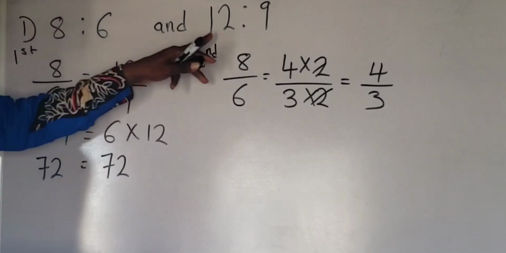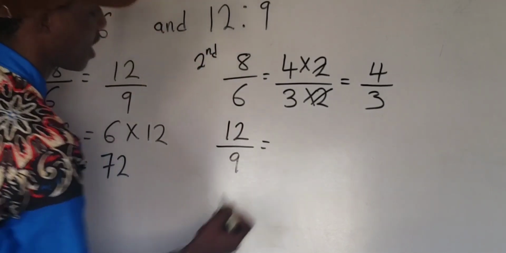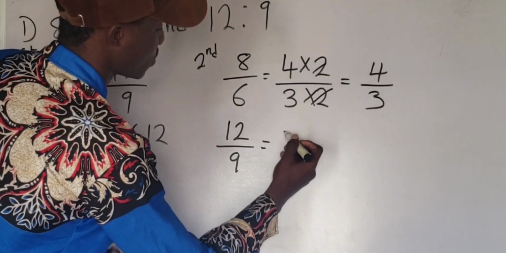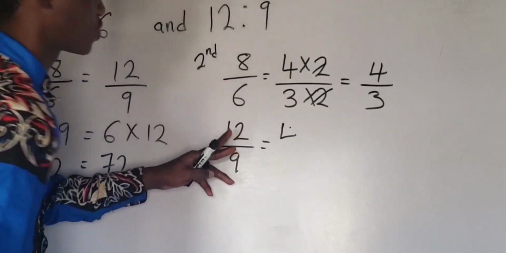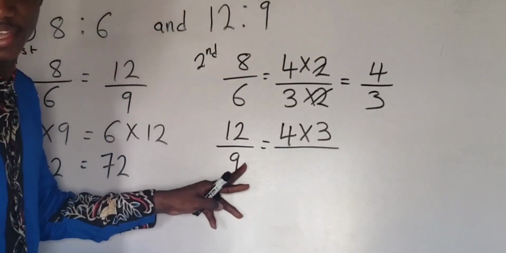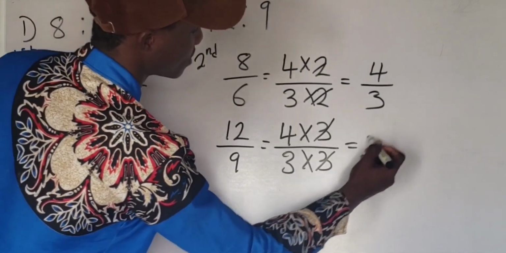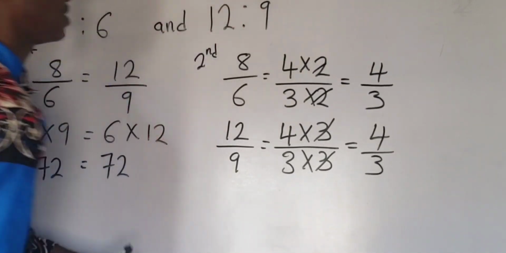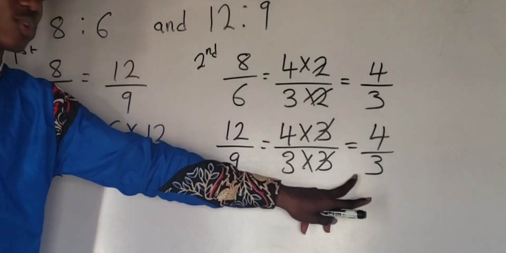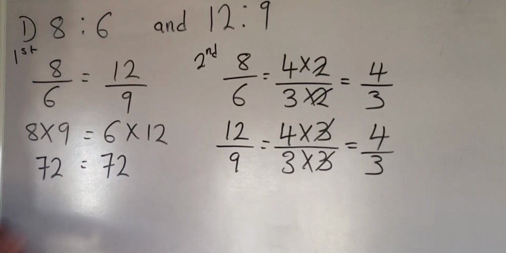Okay? Now let's change this also to a fraction. I'm going to have 12 over 9. Now 12 can be written as 4 multiplied by 3. So I'm going to have 4 multiplied by 3 all over 9, which can be written as 3 multiplied by 3. So this 3 can cancel this 3. So I'm left with what? 4 over 3. Therefore, these ratios are equal. Since both fractions are equal, you can see this fraction is equal to this fraction. We have 4 over 3 here, we have 4 over 3 here. That means both ratios are equal.